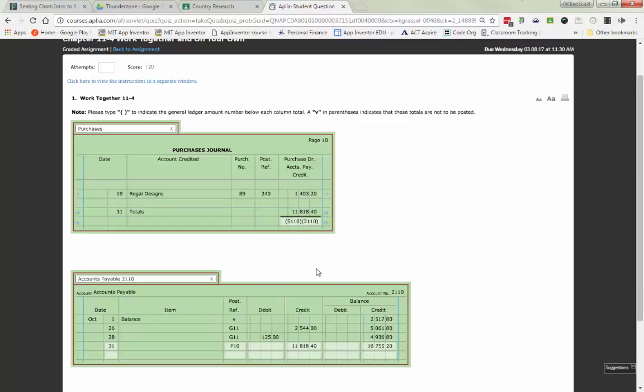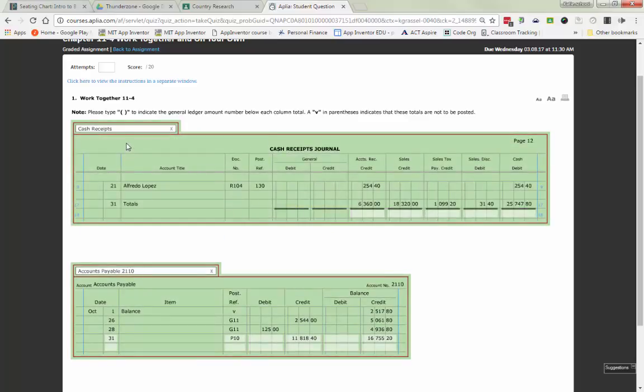So I got both of my numbers posted from my purchases journal. So now I'm going to switch to my cash receipts journal. Now, cash receipts journal. We don't have a number in my general debit and credit.